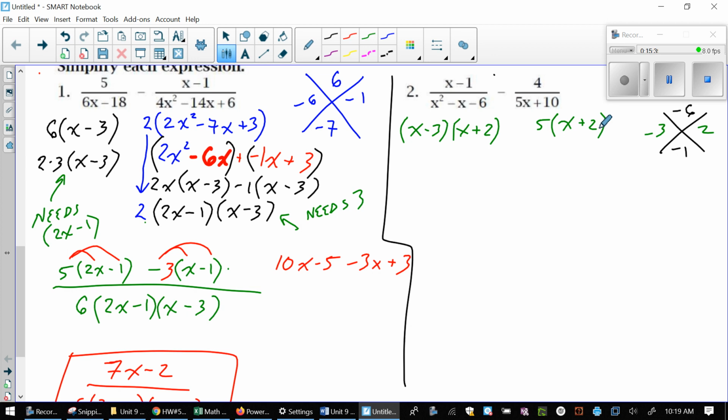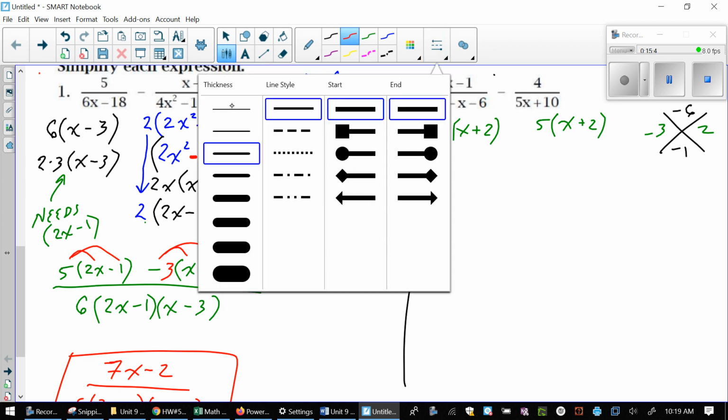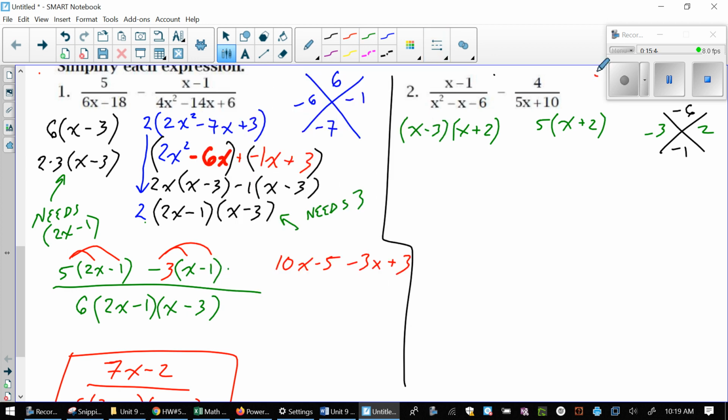So now again, we look and see what do they have that's the same, what do they need in order to be the same. I can see that they share this x plus 2. This one has a 5, this doesn't, so this needs a 5. I like to write this because it reminds me what I need to multiply by. Needs a 5, has the x plus 2, good. This has the 5, this has the x plus 2. This one needs x minus 3. That's what we're multiplying each one by.